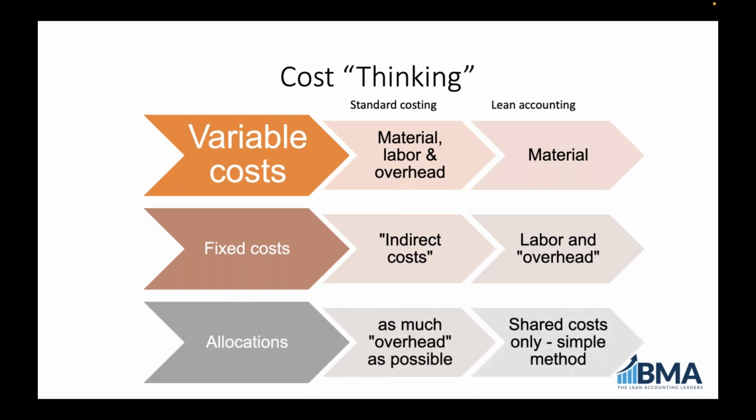And when it comes to cost allocations, in the standard costing world, we need to allocate as much overhead as possible into the overhead rate so that we're covering our costs when we price. But in lean accounting, we're more focused on what the actual direct costs of the value stream are, for example. What are the shared costs? And if we want to assign shared costs, how do we do it in a simple, easy way?